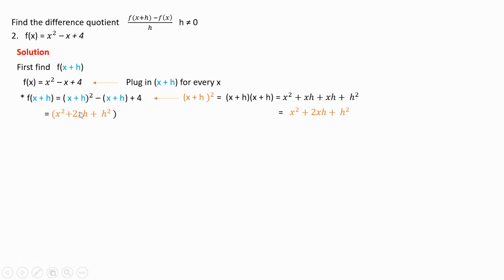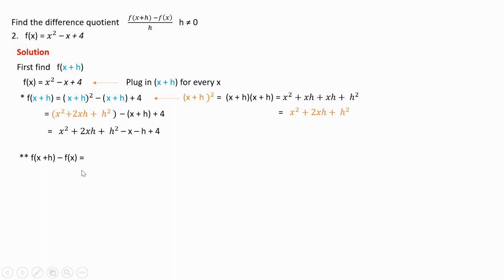So the (x plus h) squared is x squared plus 2xh plus h squared. Now, this will give us negative (x plus h) plus 4. Now, we're going to distribute the negative sign here. This negative will make the x negative, and will make the h, which is positive, also negative. Okay? So this is my f of (x plus h).